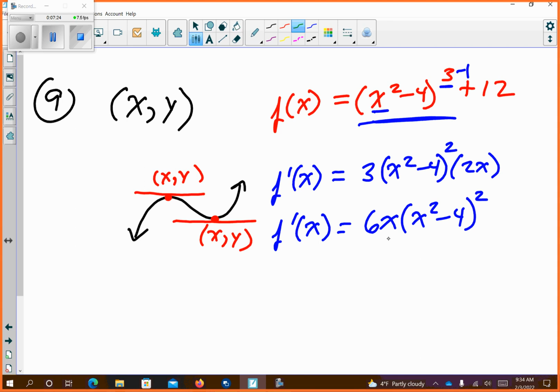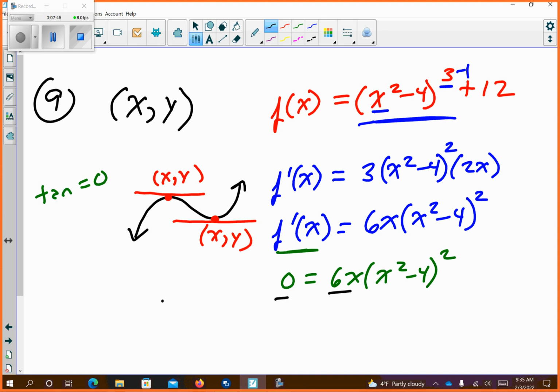So here's the trick on this one. We want to figure out where the tangent is equal to 0. Okay? So I'm going to change this to 0. Is that okay? Now this kind of reverts back to algebra 1. I'm going to take this, divide each side by 6, so x equals 0.